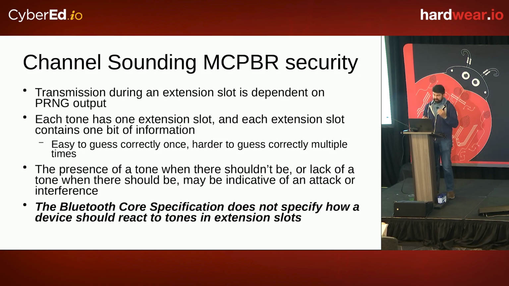If a receiver sees a tone in an extension slot where there shouldn't be one, it can know that someone is transmitting when they shouldn't be, and maybe there's some tampering going on. Likewise, if there's supposed to be a tone in an extension slot and there isn't, or if the tone in the extension slot has a different amplitude and phase than the tone right before the extension slot, then you would know that an attacker should have been transmitting an interfering tone when they weren't, and that could be a sign of an attack. While the spec defines this whole extension slot feature, the spec doesn't say what you're supposed to do with extension slots, and this leads to a problem.